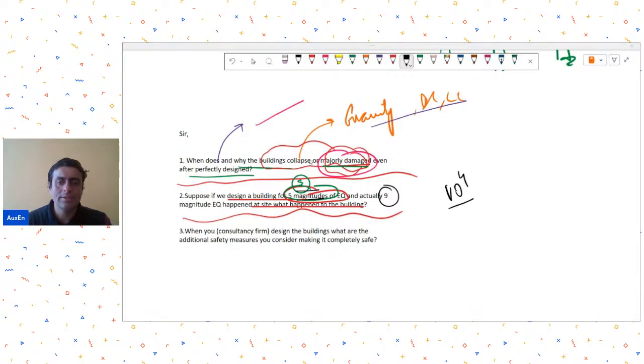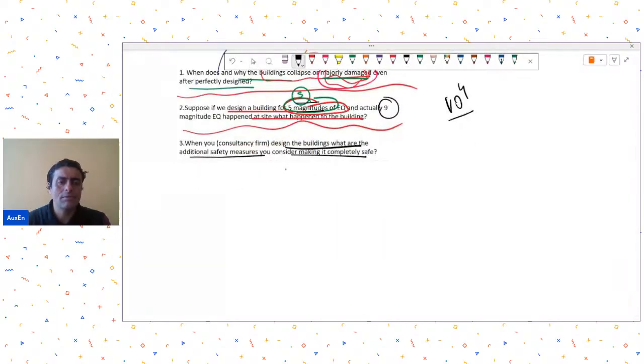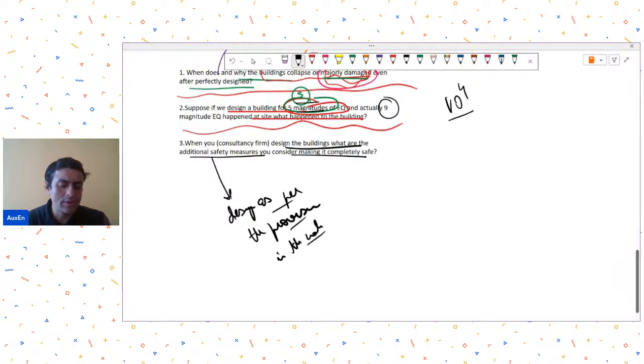His next query is: when consultancy firms design the building, what are the additional safety measures you consider to make it completely safe? I would say design as per the provisions given in the code. Okay, so as long as you are following the codal provisions, I think at least collapse not happening is taken care of.